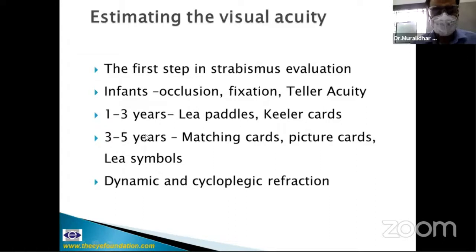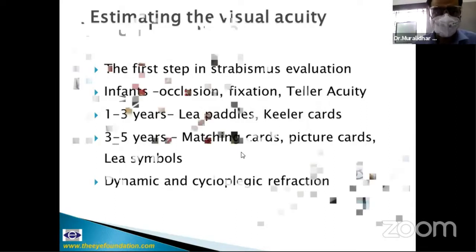Above 5 years, most of us would be able to evaluate the visual acuity using Snellen or ETDRS charts, but for less than 5 years, it's a challenge. In infants, you can use the Teller acuity or the Lea paddles. They are interchangeable. For 1 to 3 years, you can use the Lea paddles or the Keeler cards, and for 3 to 5 years, the matching cards. I'll try to show it in the videos to come.